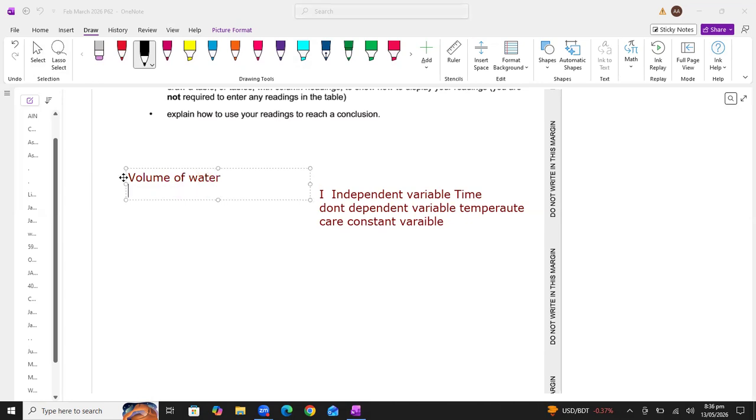Well done, Alize. Room temperature. We have to keep the room temperature constant, otherwise the rate of cooling will be affected. The next one after volume of water and room temperature is beaker size. Because if the beaker size is changed, the rate of evaporation will also change. As the surface area of the beaker increases, the rate of evaporation can be affected. So we can write down the beaker size as well. Is it clear to you, students?